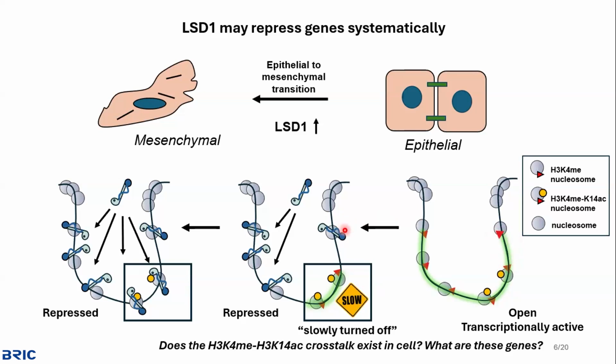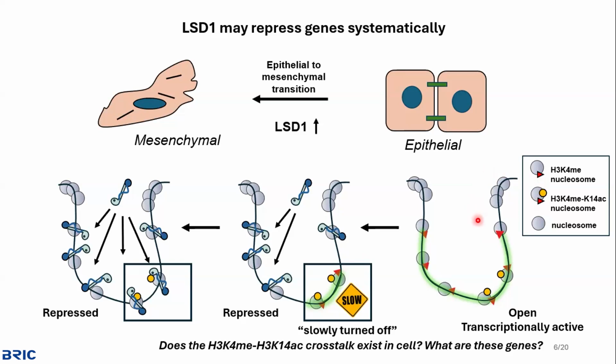Imagine some nucleosomes are decorated with acetylation, the yellow circle, and methylation, the red triangle. Then LSD1 will be really slow in demethylating these genes because it cannot demethylate well. And therefore, it would allow some genes to be resistant to LSD1 while this EMT is happening, because EMT is thought to be systematic. So LSD1 doesn't just randomly go to open chromatin and randomly demethylate genes for gene repression.